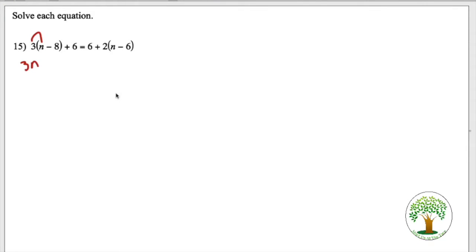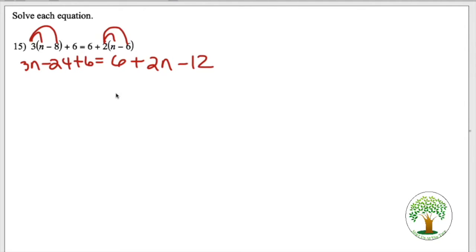3n minus what? 24. Then I'm going to bring down my plus 6. It is really important that you work systematically through this. If you don't have a system where you write each one down neatly, you're going to get yourself lost. Be very careful. I have another 6 over there. I'm going to distribute that. It will be 2n. I have a 2 and a negative 6. The negative is important because it stays. 2 and negative 6 becomes negative 12.